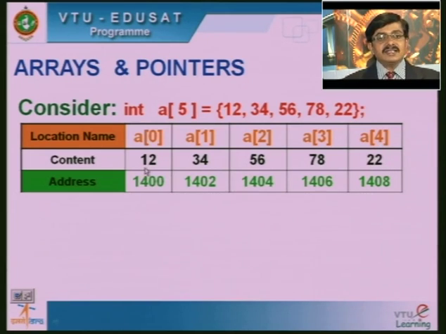Similarly, we can see each element is taking 2 bytes of memory area. So 5 integer elements will get 10 bytes of memory area allocated. You can see 1400 to 1409 means 10 bytes of memory area is allocated there.